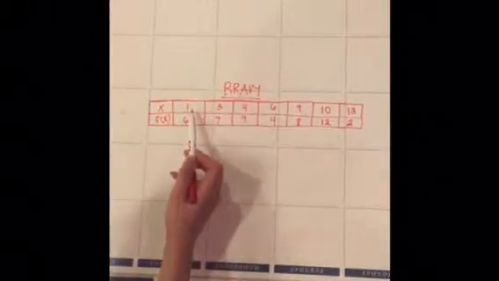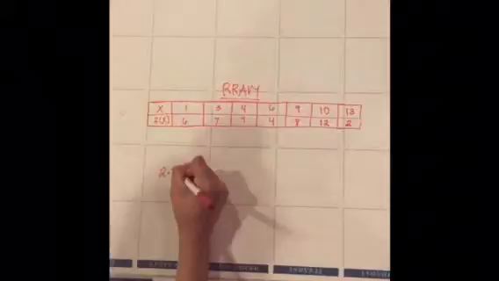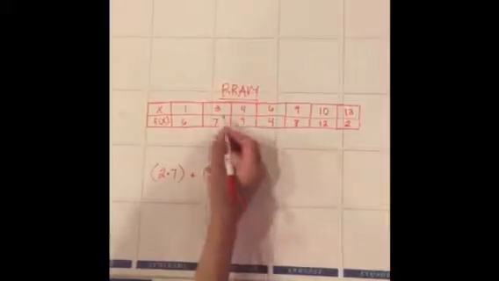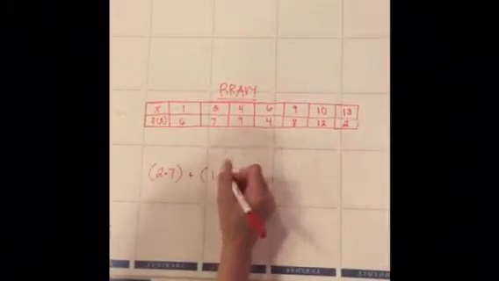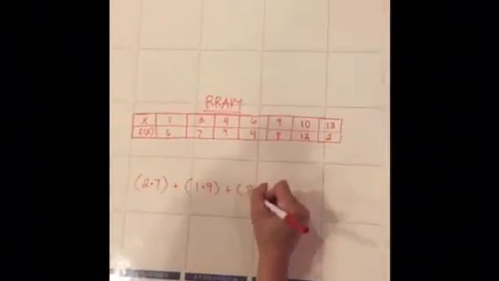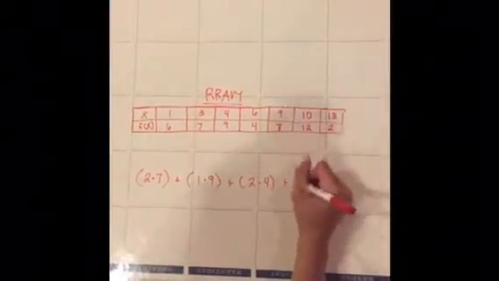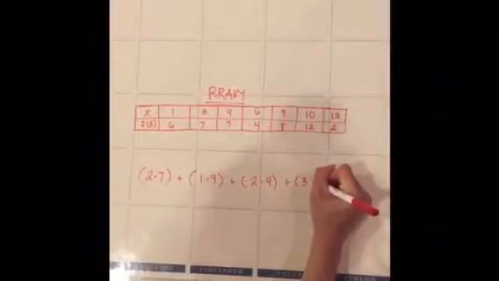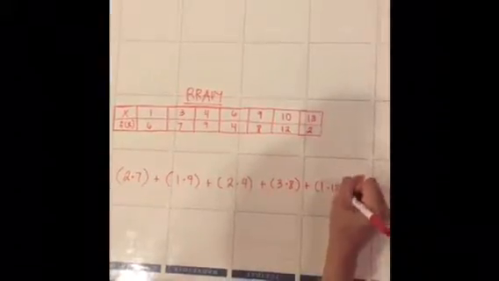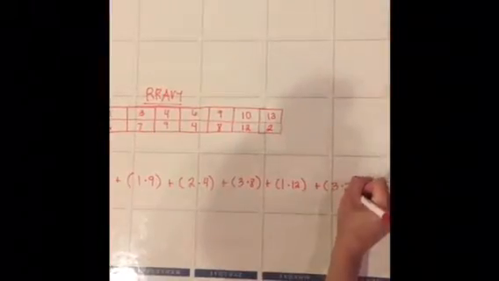So the first rectangle will have a base of 2 and a height of 7, since we're using the right side of the rectangle. The second one will have a base of 1 and a height of 9. The third will have a base of 2 and a height of 4. The fourth will have a base of 3 and a height of 8. The fifth will have a base of 1 and a height of 12. And the final one will have a base of 3 and a height of 2.